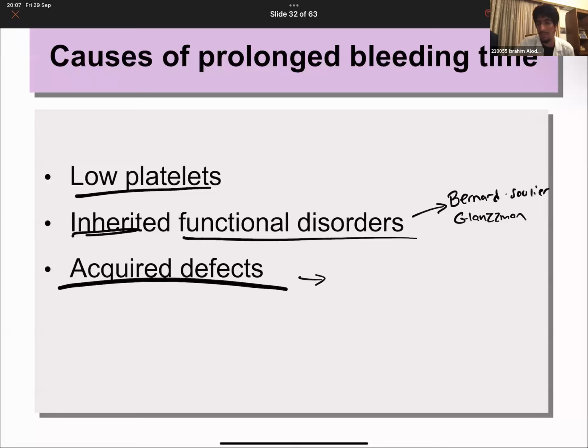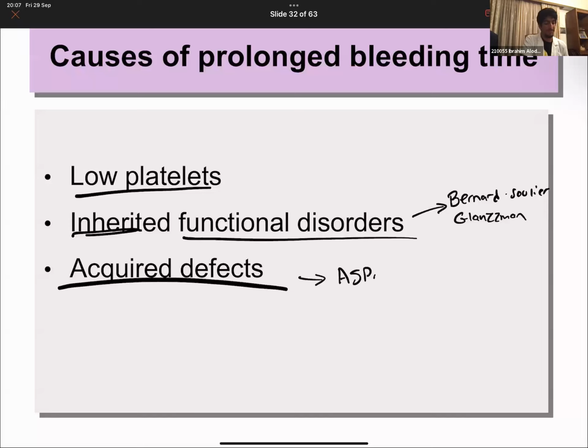Think about it. What's something you take when you have a headache that might inhibit a certain thing? Yeah, there we go. What does aspirin inhibit again? There we go. Taking aspirin can inhibit thromboxane A2, and that can be an acquired defect.